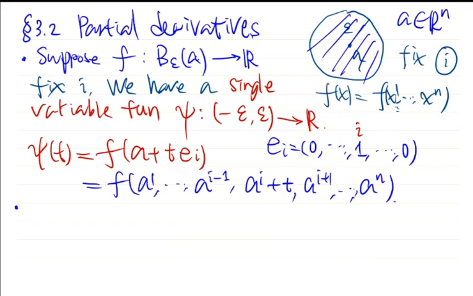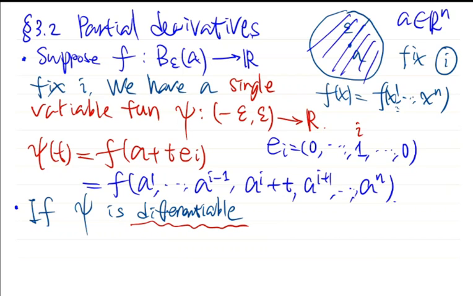The second step is our definition. So if Pc is differentiable, we know what this means, because Pc is a single variable function, therefore its differentiability we know very well. So if Pc is differentiable, we say that f has a partial derivative at this point A, with respect to the ith coordinate.